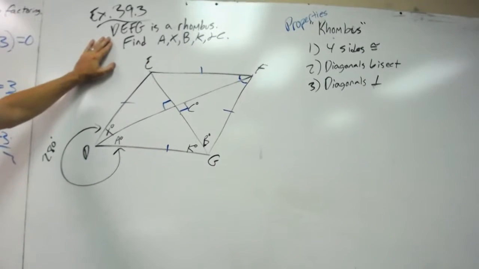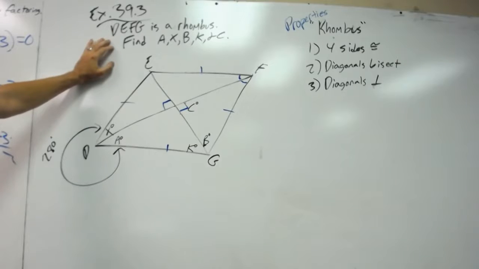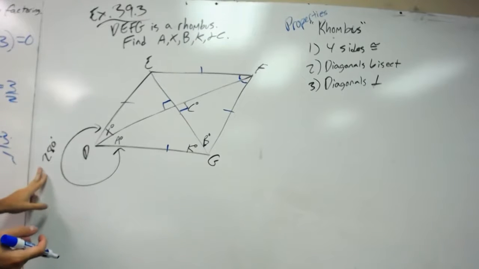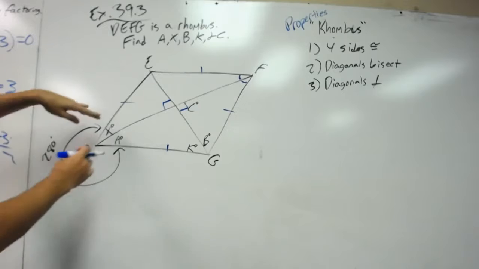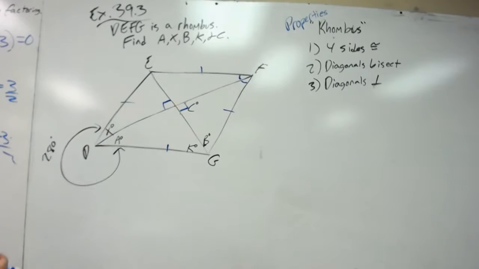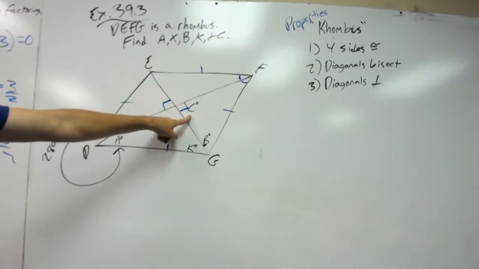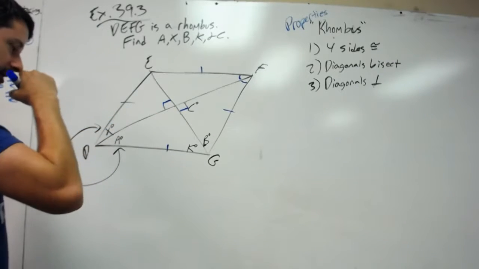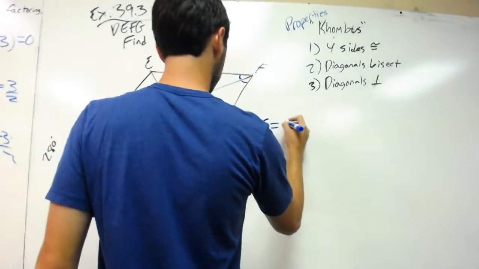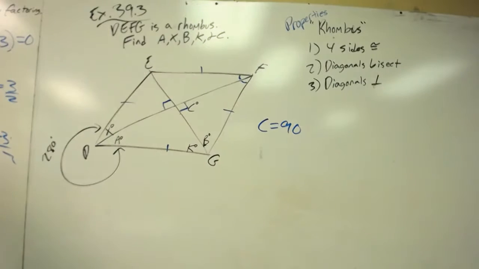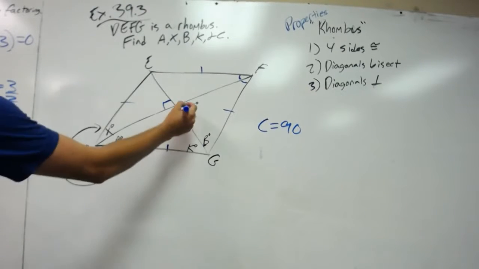Example 39.3. DEFG is a rhombus. Find all those. And then it also says 280 degrees is a reflex angle in the rhombus. A reflex angle just goes outside the polygon. And so if this angle is 280, let's look and see what we know. Well, first of all, C is right here. Do we know what C is? Yes, it's a right angle, so therefore 90 degrees. So we got C.